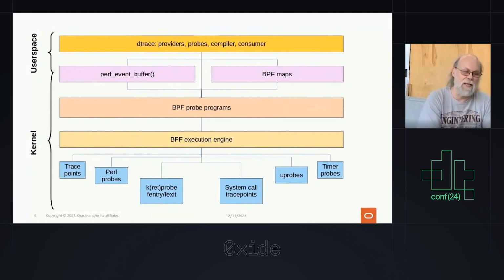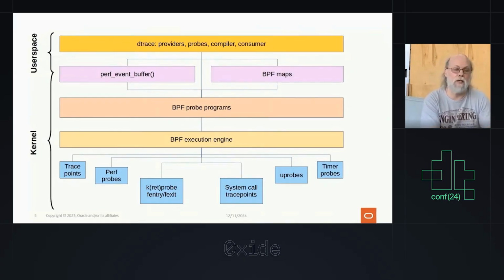So I tried to make a graphical explanation of how this works. I don't know if this necessarily makes sense, but on the very top, where you have user space, that is where dtrace sits. That's the only real thing that still exists in terms of dtrace code. It handles the providers, the probes, the compiler, the consumer, everything. It gets its data either from perf event buffers, which is where the trace data is stored, or from a whole collection of BPF maps that store additional data. Things like aggregations are kept in there.